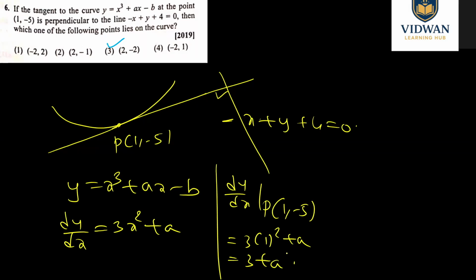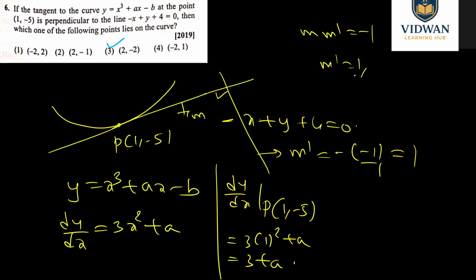If this is the tangent slope, already you know the slope of this line. I'll call it m dash, and the tangent slope I'll call m. You know that the product of their slopes is minus 1, m m dash is minus 1. And what is the slope of this line? Minus of x coefficient by y coefficient. So this line has a slope 1. That means the tangent should have a slope equal to minus 1. So m dash is 1 implies m will be minus 1. So you equate this with minus 1 and then find the value of a. So a will be equal to minus 4.